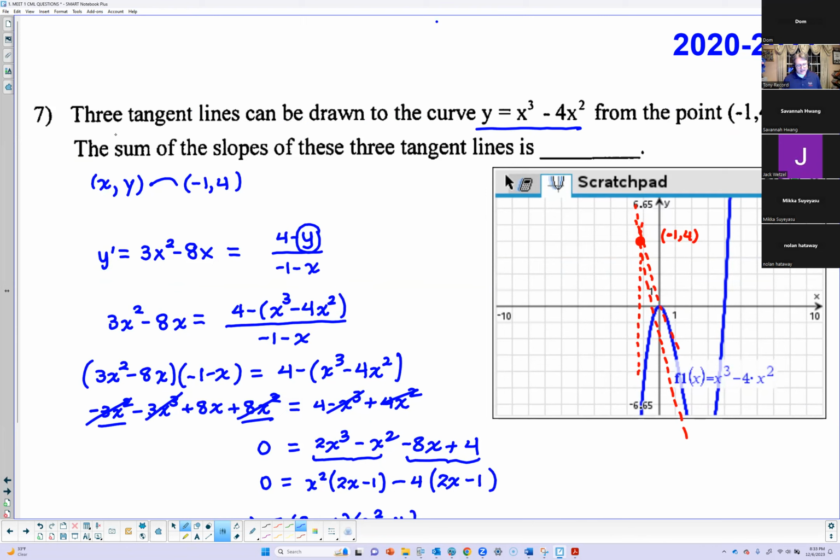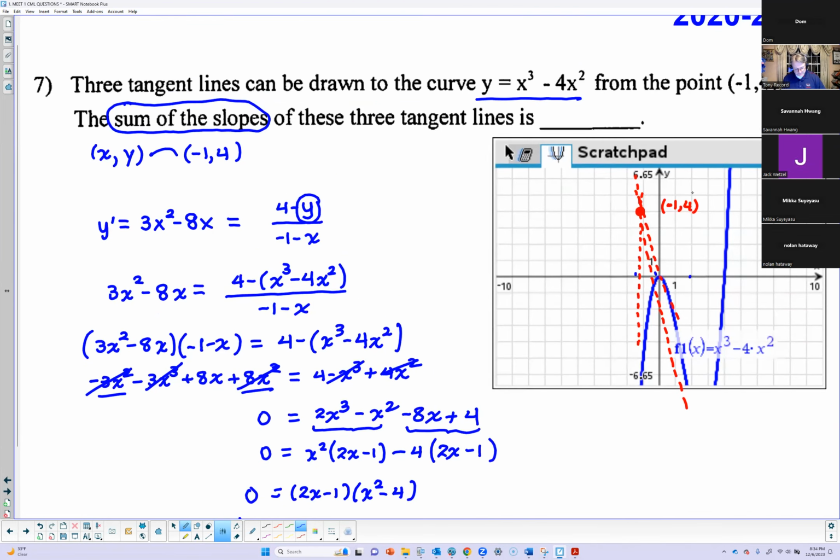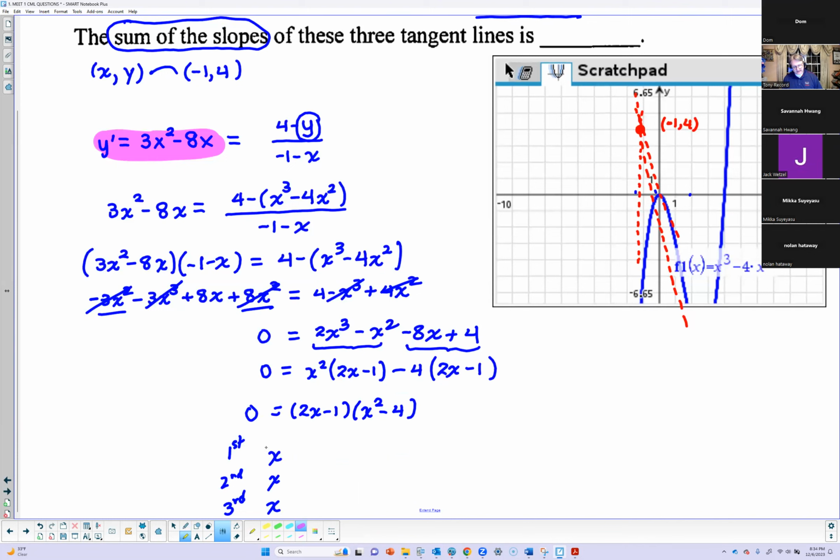You are supposed to find the sum of the slopes. Please don't add those x's, because are those x's slopes? No, those are the positions where the tangent line's being drawn to the curve. Where would you go to find a slope in a calculus class or a calculus problem? How about the derivative? So you would take each of those x's and plug it into this original derivative here. Then those three numbers get added together, okay?